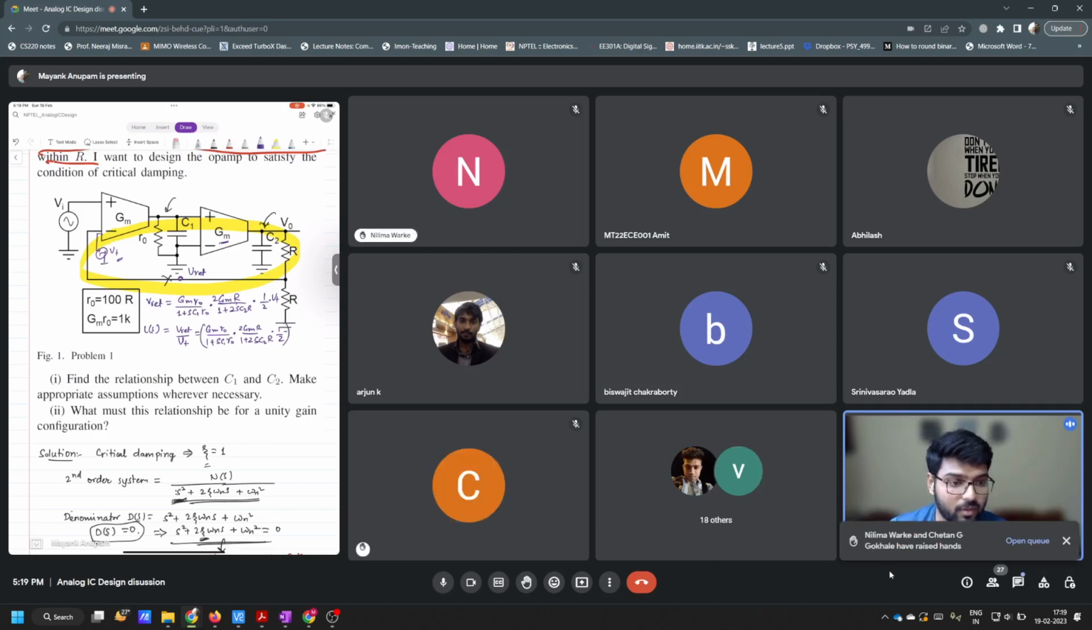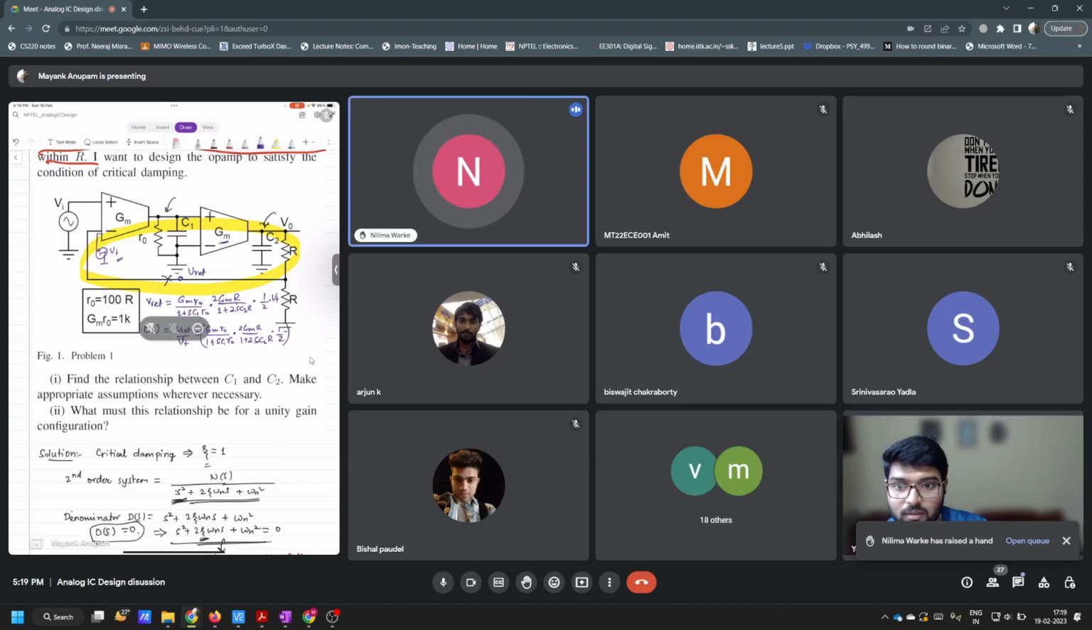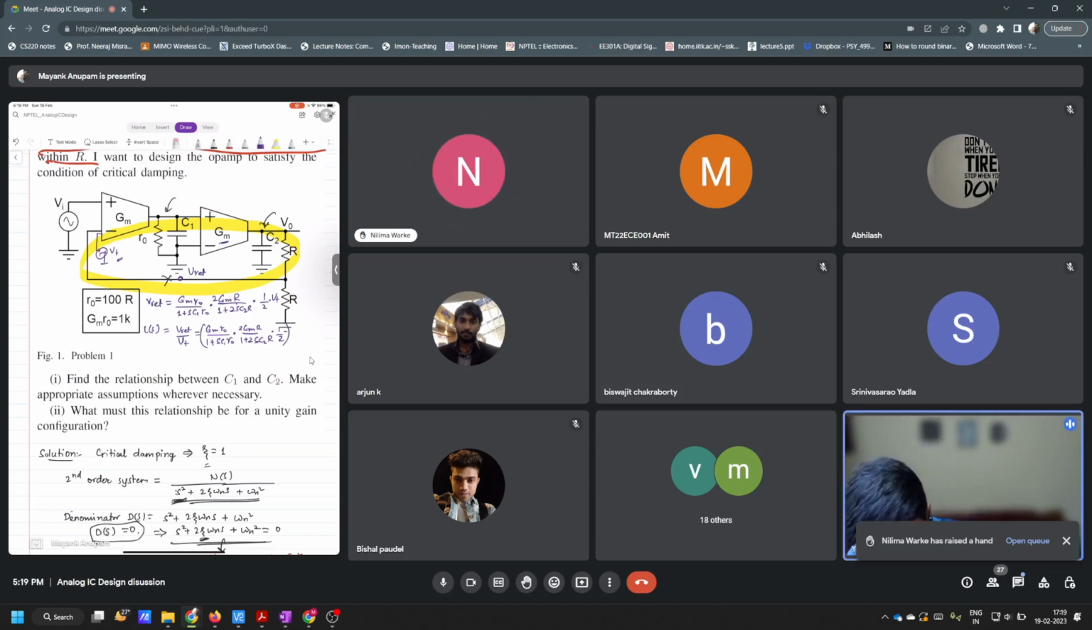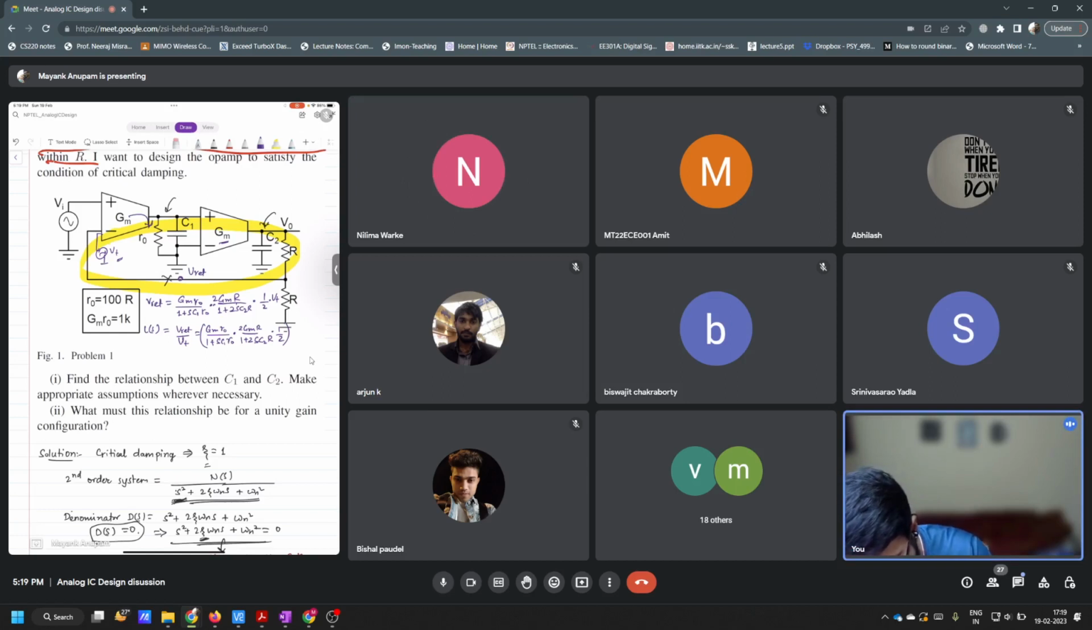So Nilima, please, what is your doubt? Why is it that 2 times Gm is taken here in this expression? Yeah, it is actually when you calculate loop gain, this 2 comes. By the way, this is DC gain. Gm times R naught, you understand, right? The first one is okay. Gm times R naught is the DC gain for the first stage. So for the second stage, what is the DC gain?